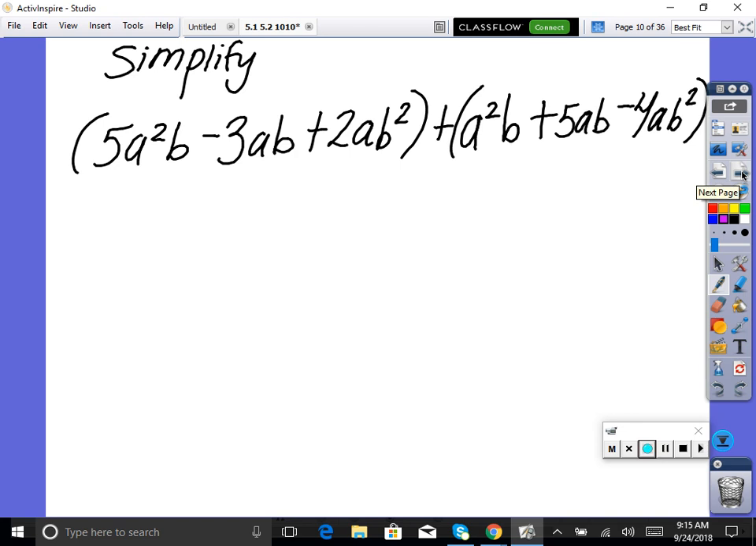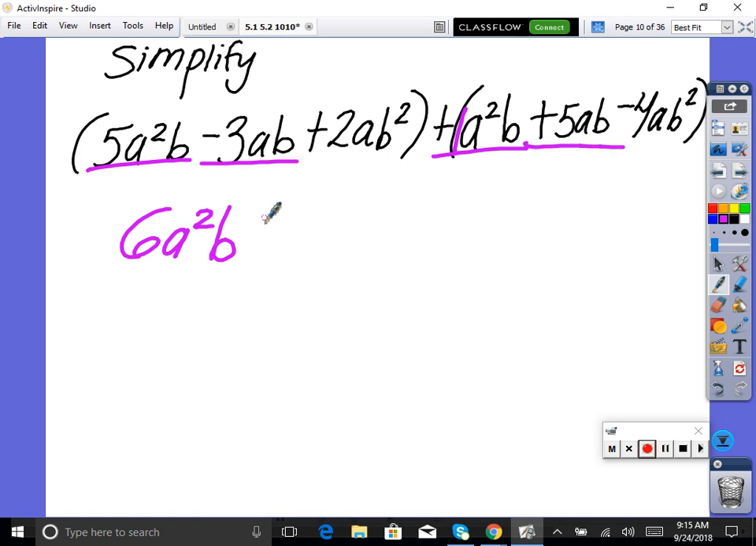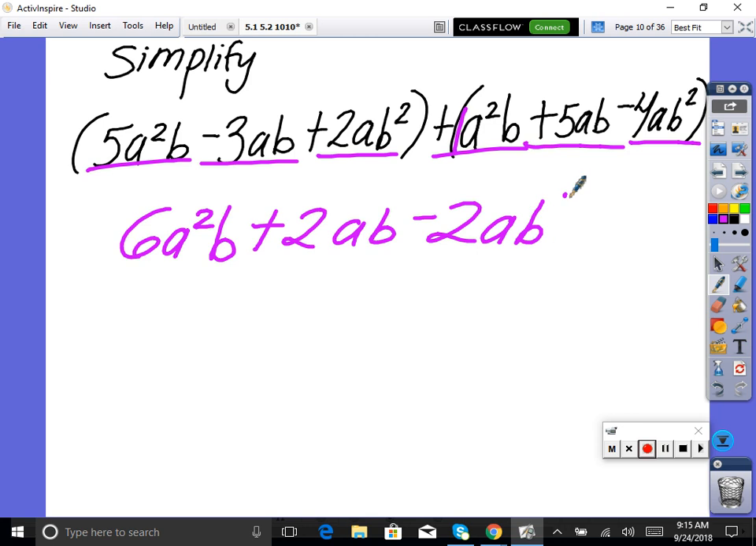People always have a hard time, though, when we see things like this. So, watching carefully. 5a squared b plus 1a squared b. You guys see how the apple part here? 5a squared b plus 1a squared b is how many a squared b's? 6a squared b. Negative 3ab plus 5ab is positive 2ab. 2ab squared minus 4ab squared is negative 2ab squared. Now let's put it in standard form.